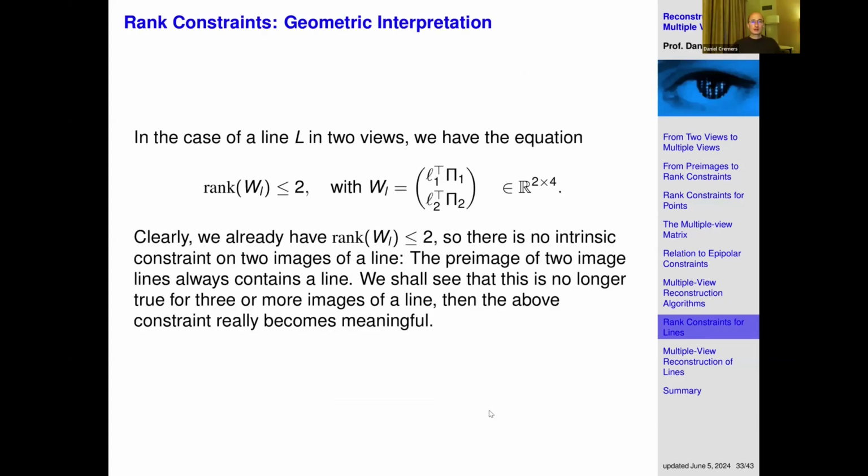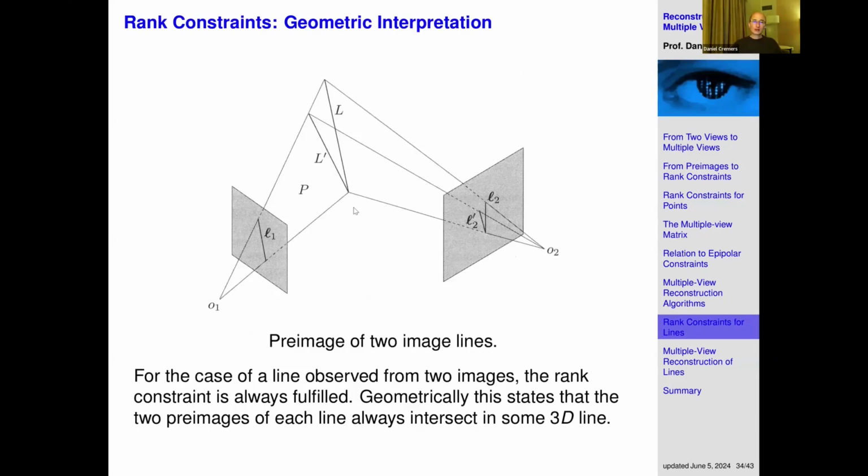And then we can also interpret this geometrically. We can look at pre-images of lines observed in two images. The idea is that for two observations, the pre-images of these lines should intersect. The problem is that this is not a very strong constraint for lines, because if you take two planes, they practically always intersect. No matter which line you observe here, the intersection of pre-images is possible.